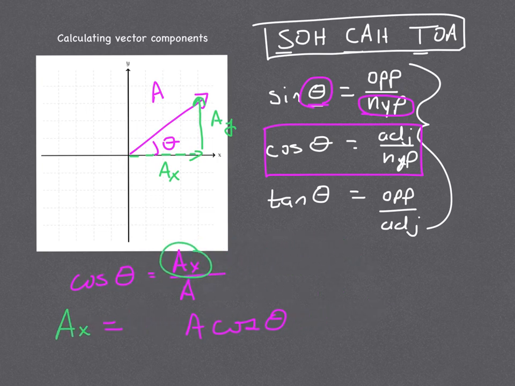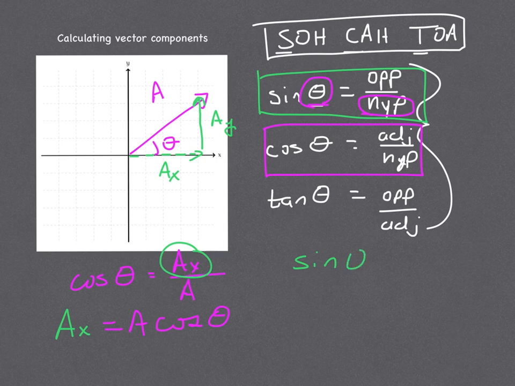Now if we wanted to solve for the y component here, we would have to pick a different function. Now we want to find the opposite side using the angle and a hypotenuse. So now we're going to use the sine function. So the sine of theta is equal to ay over a. And we solve it the same way, so that ay is equal to a sine of theta.